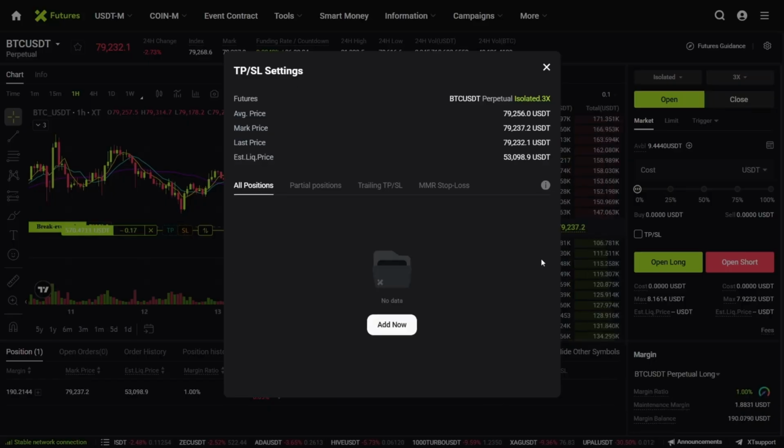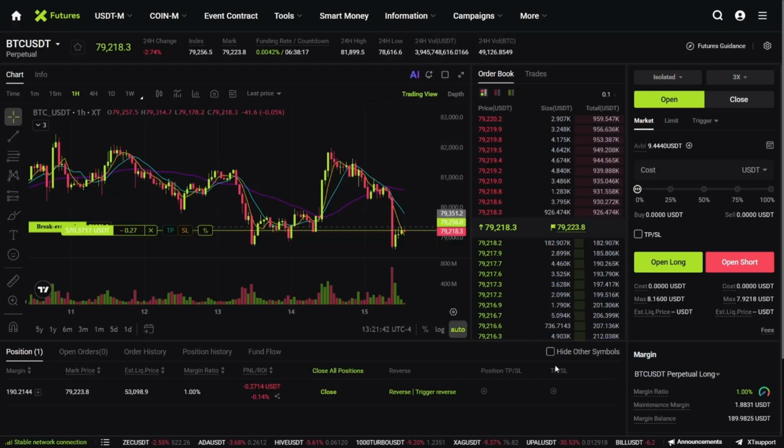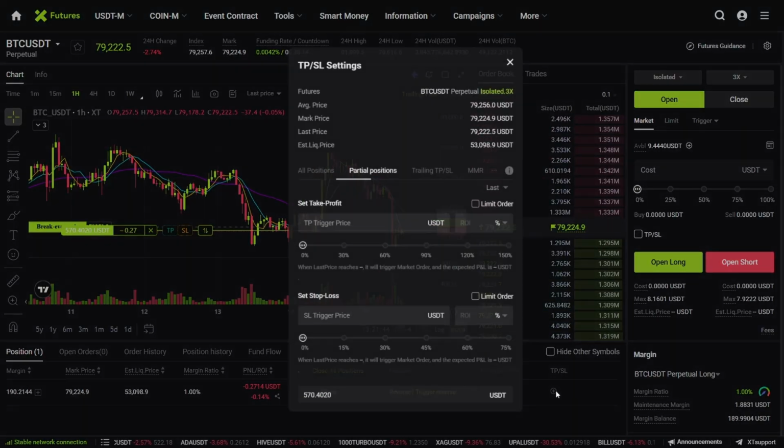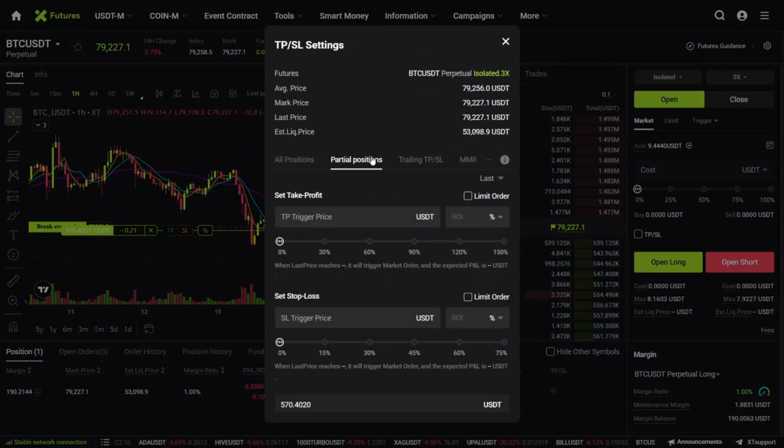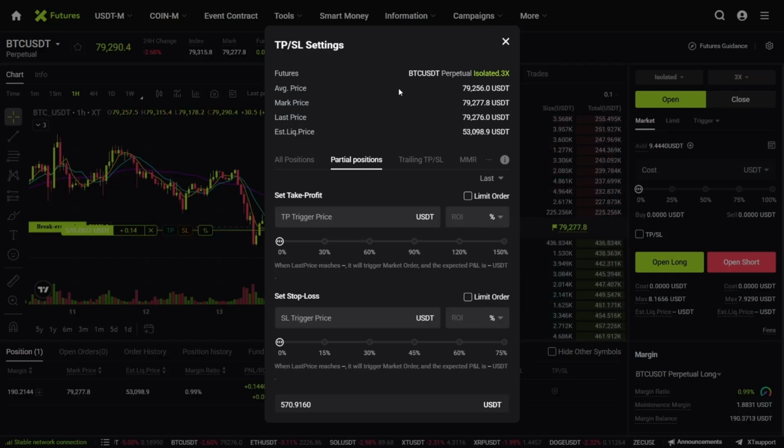Next, I'm going to show you how to add multiple or partial take profit and stop losses to your position. So we can click exit here, and under TP and SL, we can click on the plus sign, and we can see now we are in partial positions. Setting a partial position on a take profit and stop loss means instead of closing your entire position at one price, you can close only part of the trade. For example, if you're in a Bitcoin long position, you might take profit on 50% of the trade at your first target and leave the other 50% open in case Bitcoin keeps moving higher.